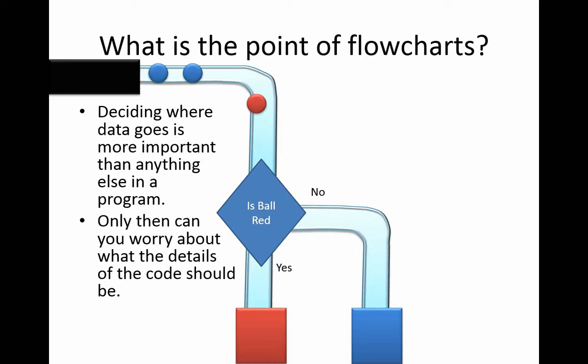We've got some data going in. We've got some red balls and some blue balls. We're doing a bit of sorting. We're saying, is the ball red? Yes, no. And our output is two different boxes, one for red balls, one for blue balls. This is a very simple flowchart.